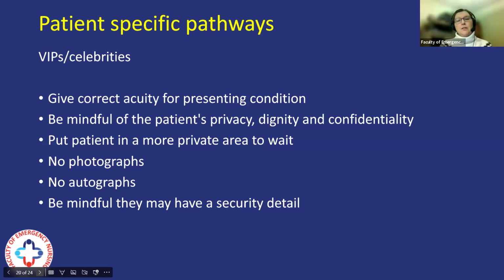And occasionally some of them will have a security detail. So have a bit of a plan about how you're going to manage the security detail, because some bodyguards are absolutely not allowed to leave their principal, but their principal's entitled to confidentiality as well. So it needs a bit of careful thought about how that's going to be managed through that initial bit, so that the patient is not exposed to their privacy and confidentiality being breached just because of what they do.